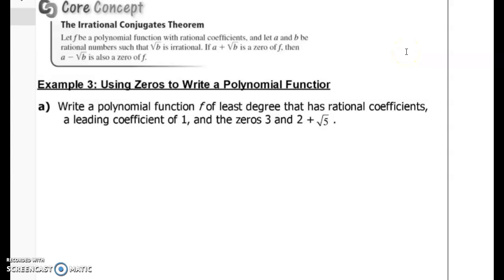Okay, so this is 4.5 part 2. It was just a good place to break the video. All right, so what we're going to talk about now is using zeros to write a function. The most important thing in this video is the irrational conjugates theorem.